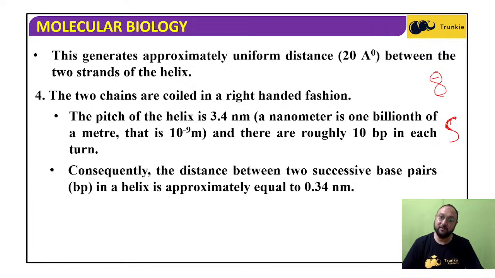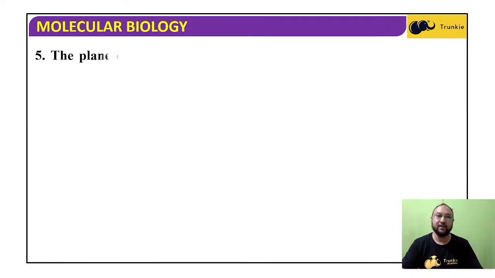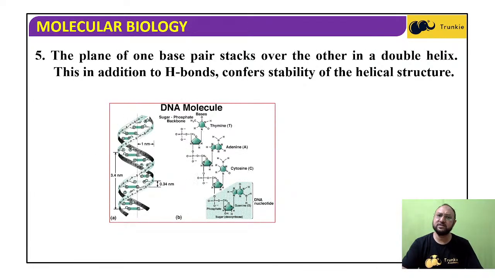Since there are 10 base pairs, one base pair, two base pairs, three base pairs, the distance from one base pair to the next will be 0.34 nanometer. The plane of one base pair stacks over the other in a double helix. This, in addition to H bonds, confers stability to the helical structure.